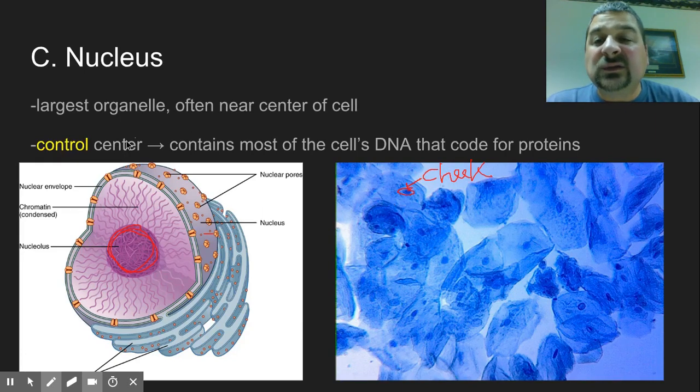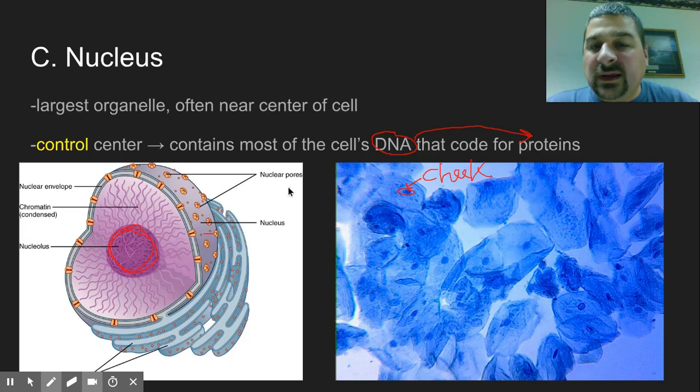The nucleus is where the DNA is located. Remember, the nucleus would only be in eukaryotes and not prokaryotes, because remember, prokaryotes don't have a nucleus. And that DNA is what is going to code for the protein. So we often call the nucleus kind of like the command center.